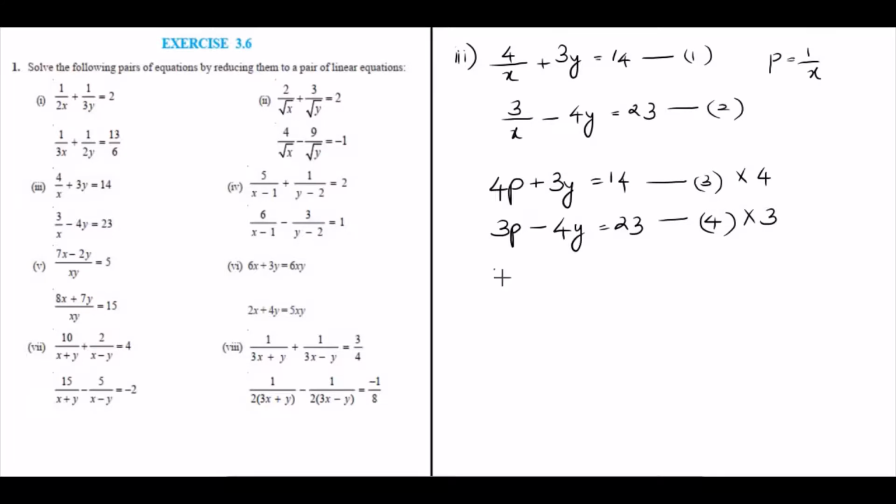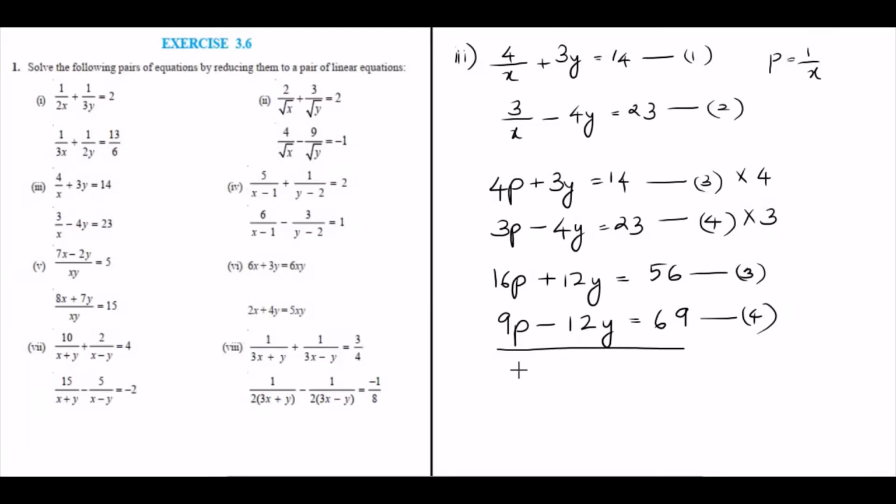So 4 into 4 is 16p plus 3 into 4 is 12y is equal to 14 into 4, that is 56. So this is our third equation after multiplying by 4. Now here 3 into 3 is 9p, 3 into 4 is 12y is equal to 69. So this is our fourth equation after multiplying by 3. Now we have got the coefficient of y variable the same, so add both the equations. So you will get 25p is equal to 125, that is p is equal to 125 by 25, that is equal to 5. So p is 5.